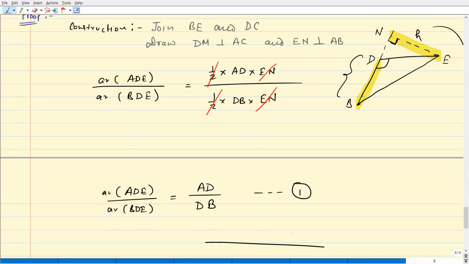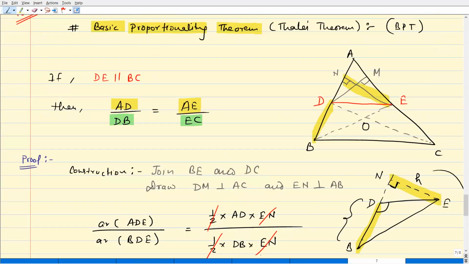Okay, everyone okay with this so far? Yes, sir. Okay, now we will do the same thing on the other side. We will take the same triangle over here, ADE, and this time we will divide it by the area of triangle DCE. And in ADE, this time we will consider AE as the base because we need AE by EC. So I'll consider AE as the base for the triangle ADE and EC as the base for the triangle DCE.